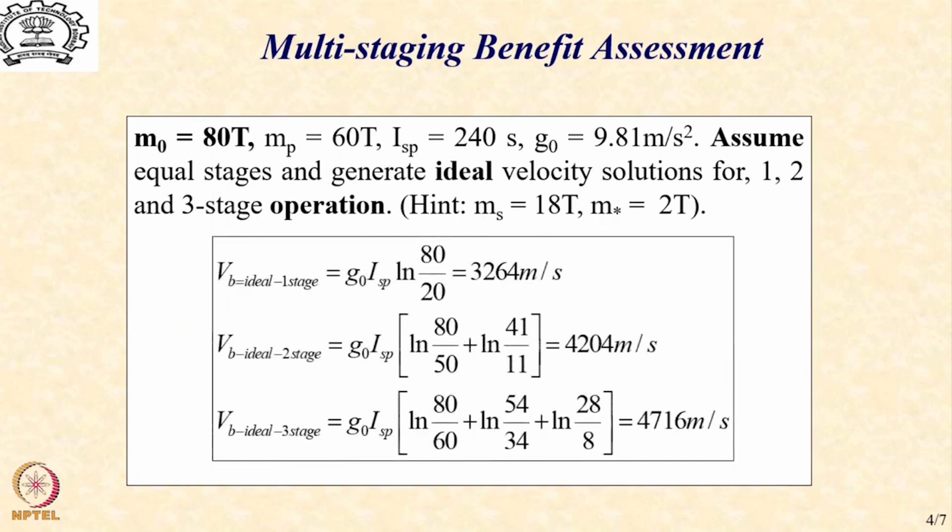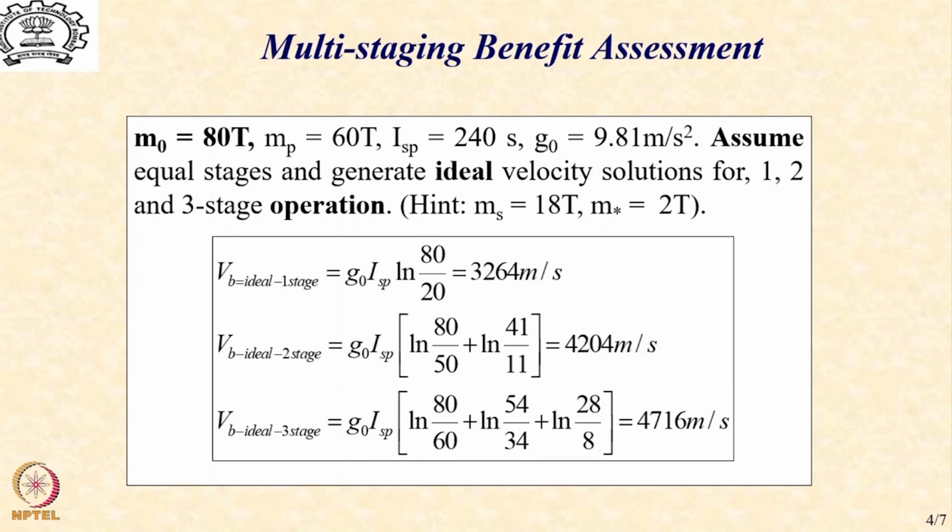So let us first look at the one stage operation. In one stage operation, I am burning all the 60 tons in single shot so that at the end all the 18 tons of inert mass is attached to the 2 tons of payload mass. And we have already seen that we get 3264 meters per second velocity.